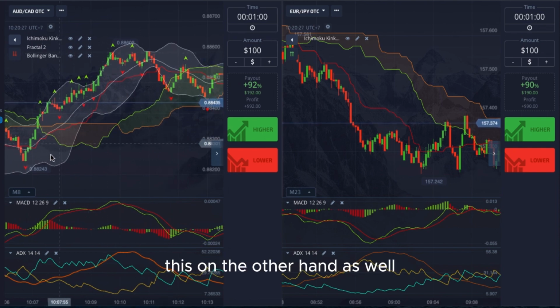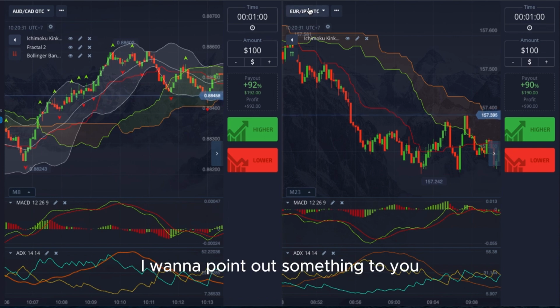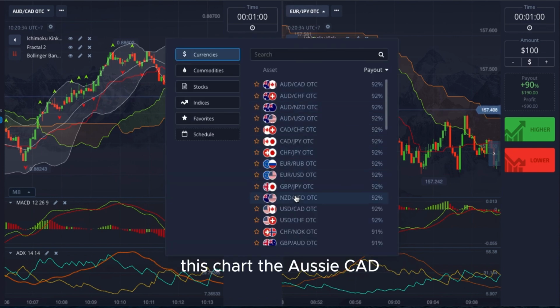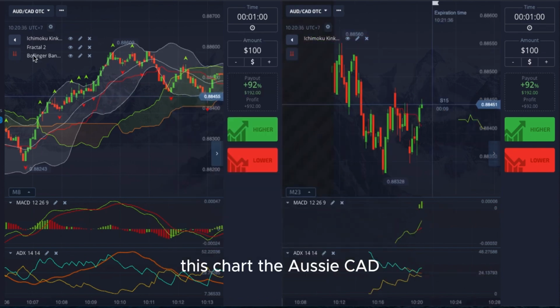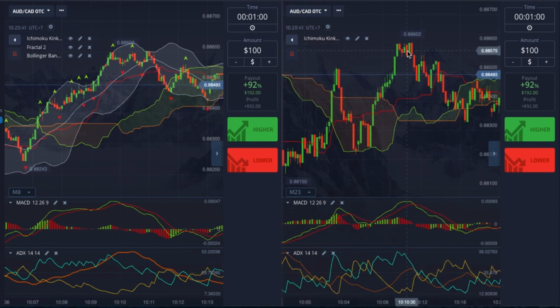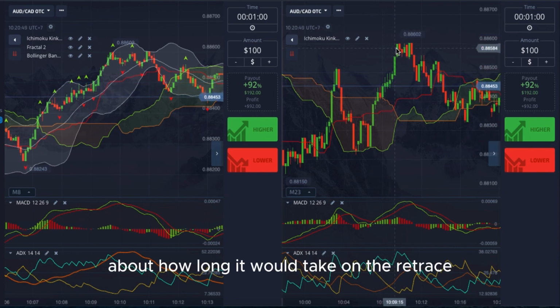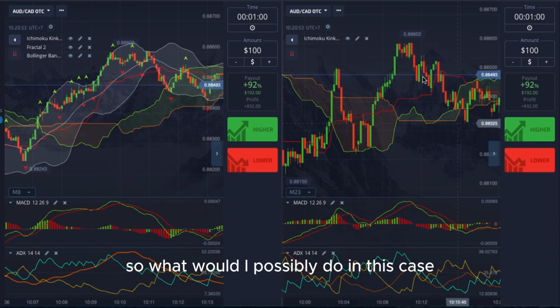This on the other hand as well is not very good. But while we're still on this chart, I want to point out something to you. This chart, the Aussie CAD, the OTC right here, if you look at the 15, does that look nice? It's not bad, right? What about the previous swing? Does the previous swing give you information about how long it would take on the retrace? Yes, it does.